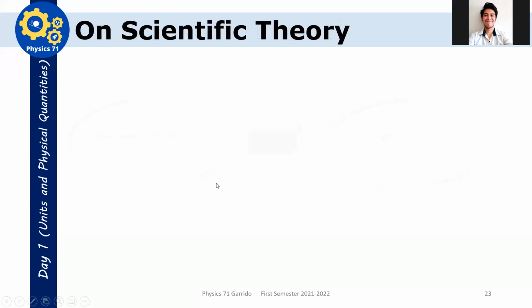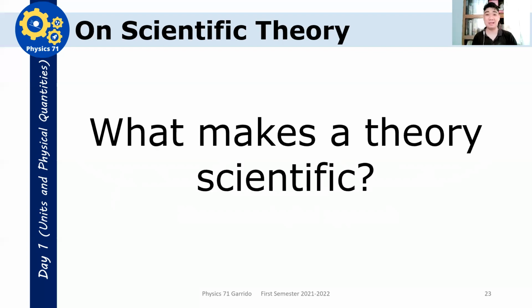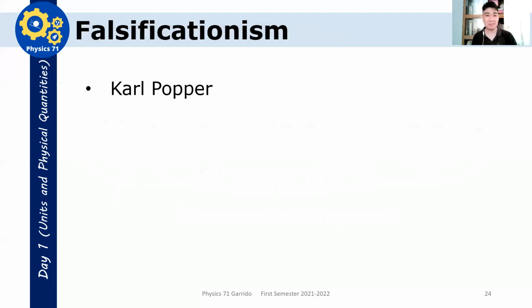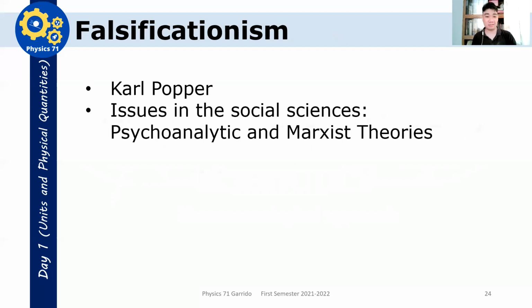Okay. Now, on scientific theory, we always say, I have a theory on that, diba? Maririnig mo yun sa mga lay people: I have a theory on that. Maybe the theory on this particular reason is blah, blah, blah. But what makes a theory scientific? Okay, dyan papasok si Popper. Karl Popper is not a scientist, but rather a philosopher of science. In the early 20th century, he had issues with two social sciences: psychoanalysis by Sigmund Freud and your Marxist theories. I won't discuss the Marxist theories anymore kasi baka may ma-trigger ako dito.